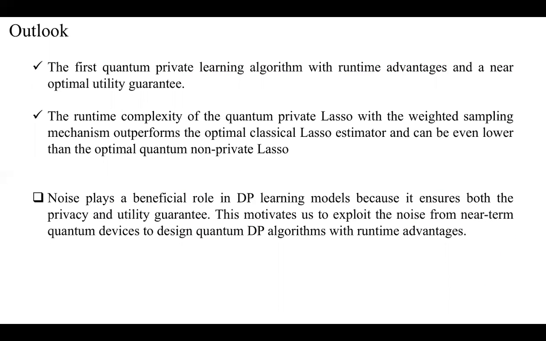And we now summarize our results. First, we propose the first quantum private learning algorithm with runtime advantages and a near optimal utility guarantee. And second, the runtime complexity of the proposed DP lasso with a weighted sampling mechanism outperforms the optimal classical lasso estimator and can be even lower than the optimal quantum non-private lasso. And our future work is exploring how to use this device to apply DP learning models. Thank you.